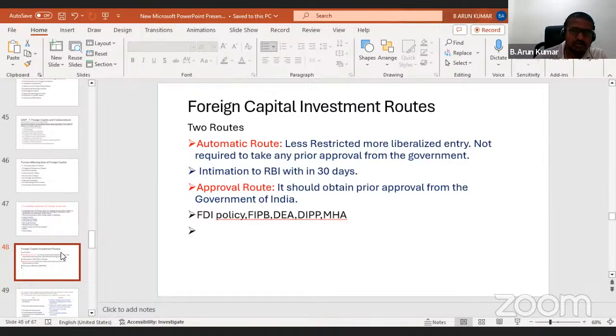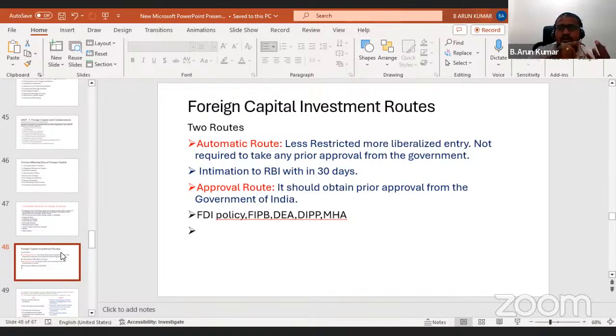So these are the two routes to foreign capital investment: the automatic route and the approval route. Automatic route means a less restricted, more reliable entry, where it is not required to take any prior approval from the government. At present in India, we accept investment through two routes. One is the automatic route and the second one is the approval route.